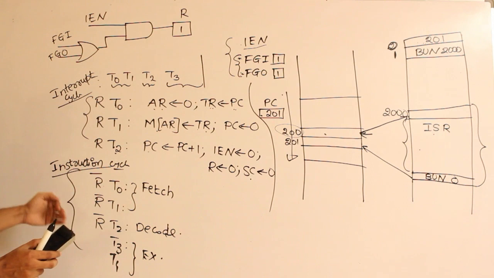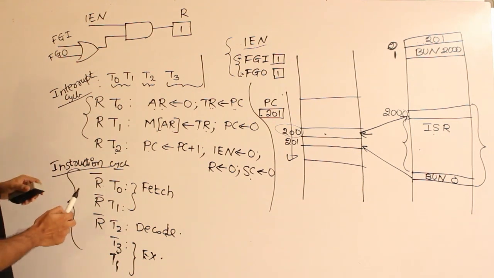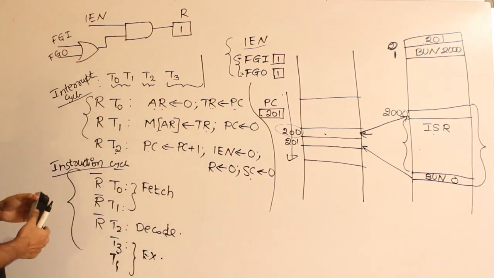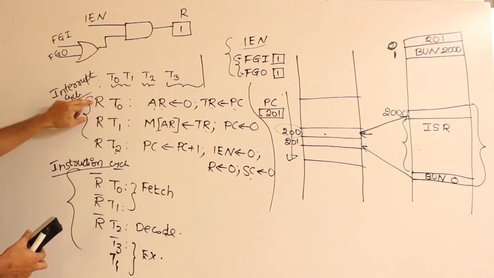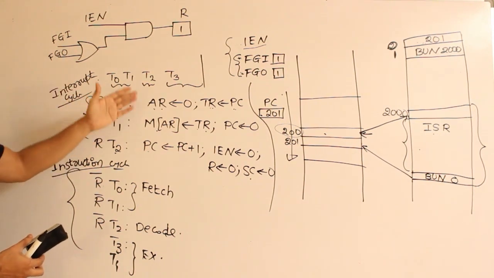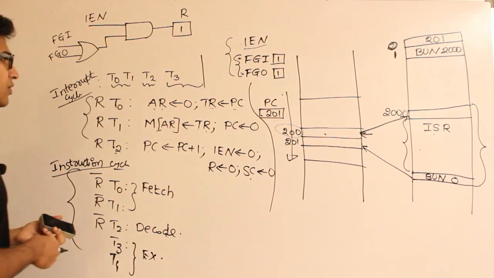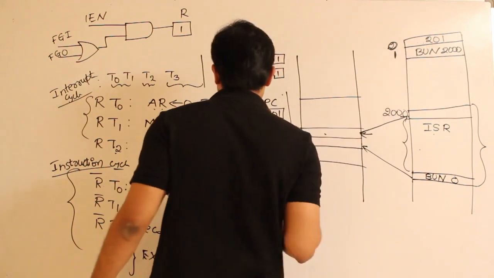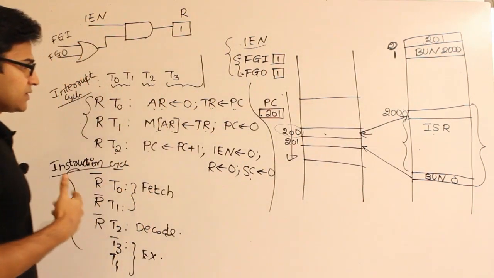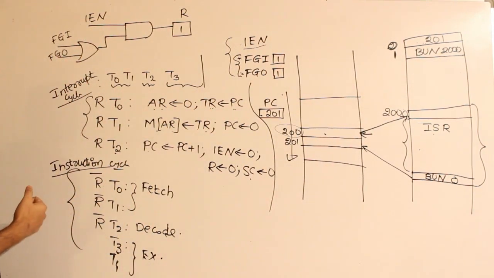But then after you finish the execution, whenever T0 is generated, we check whether R is 0 or R is 1. If R is 1, then it means that there is an interrupt and I have to service it. In order to service it, I am going to store the return address into this. One more thing, what are the various things that we are supposed to save in case of interrupt?